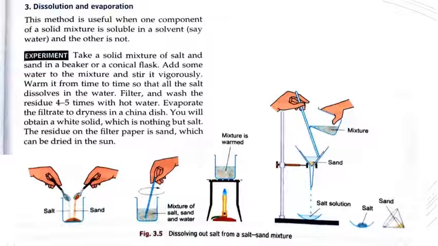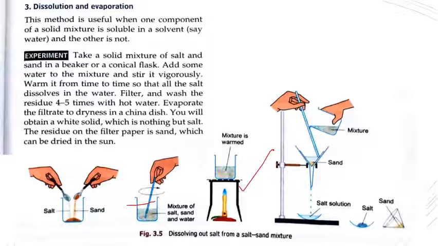So you can see the image in which they have performed this experiment. They have taken salt and sand. Firstly, a mixture of both of them is created, then water is added to them. The second part, mixture of salt, sand and water. And the third, they are heating that mixture. The mixture is warmed. In the fourth part, they are filtering.